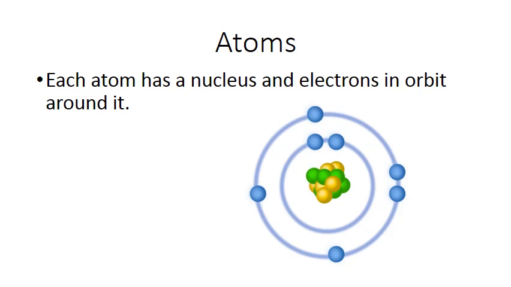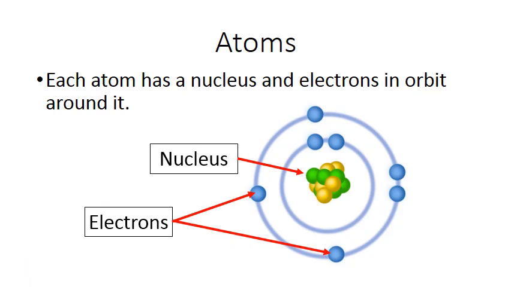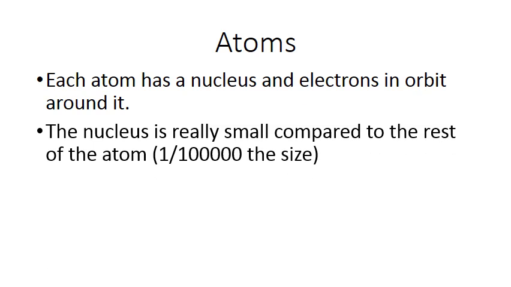So each atom has a nucleus and electrons in orbit around it. In my picture here, we've got the nucleus at the center, and we have these electrons orbiting around the nucleus. Now I should warn you, this picture is not to scale. If I drew an atom this big on the screen, you would not be able to see the electrons because they're so small, and you also wouldn't be able to see the nucleus because it's so small. In fact, the nucleus is extremely small compared to the rest of the atom, it's 1/100,000th the size.